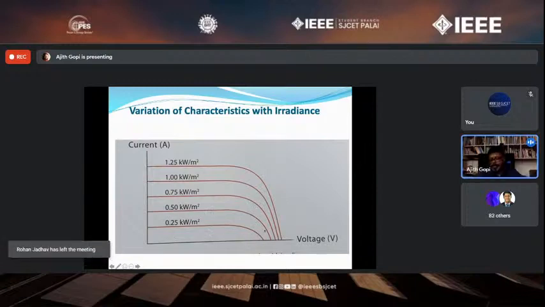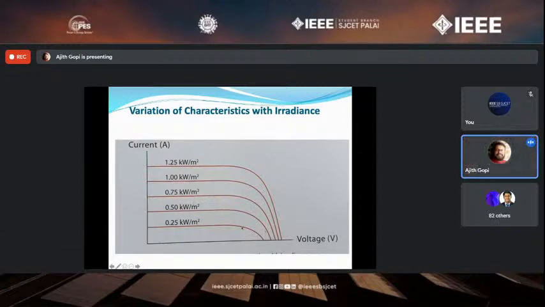But the voltage, when your solar insolation goes down, will be almost the same. That you can see by experimenting with your solar PV module. It will be almost there. You can see that there is less change in voltage, but current will be drastically reducing. Very important thing, a lesson for you.